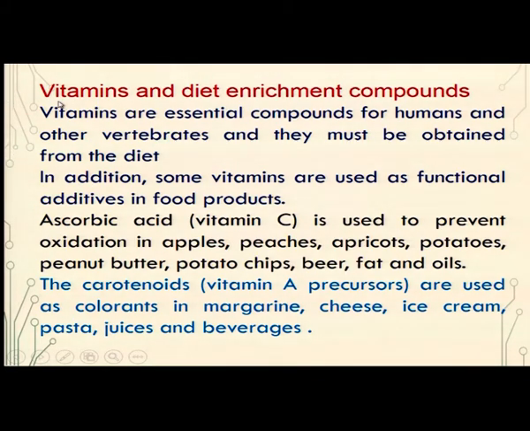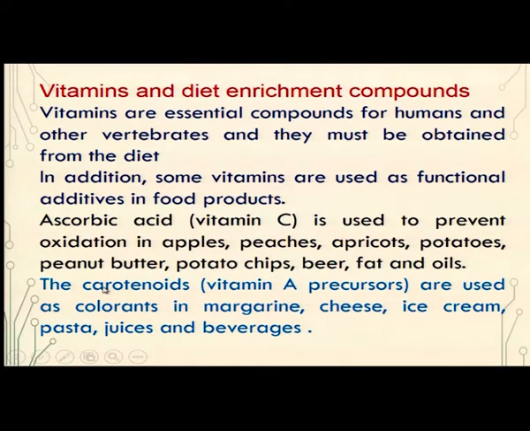The other pathways which have been important and which have been modified are vitamins and the other diet enrichment compounds. Vitamins are essential compounds for humans and other vertebrates, and normally these are obtained from the diet. In addition, some vitamins are used as functional additives in food products. Ascorbic acid, or vitamin C, is used to prevent oxidation in apples, peaches, apricots, potatoes, peanut butter, potato chips, beer, fatty acids, and oils.